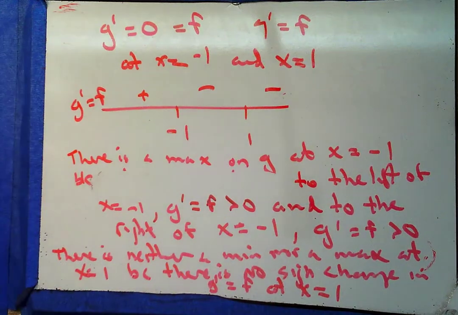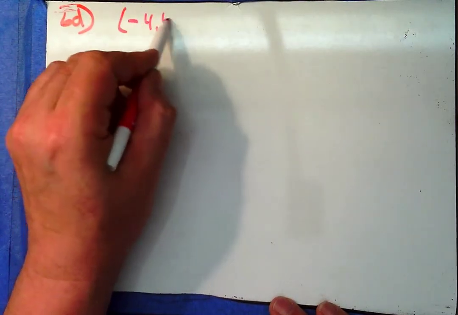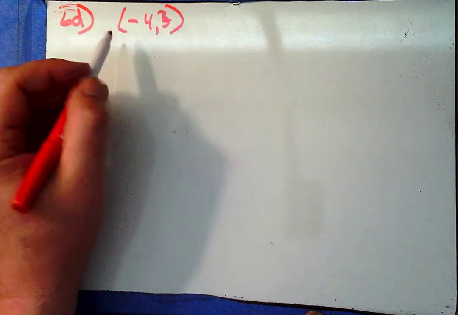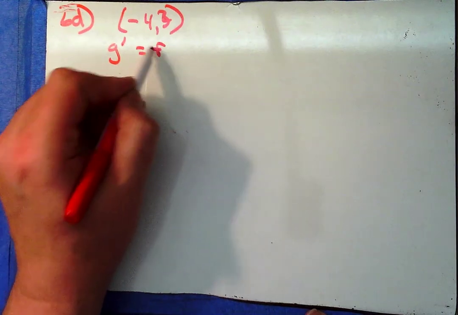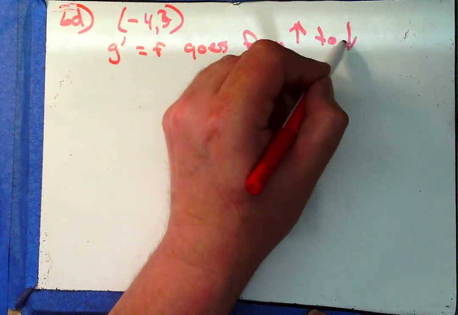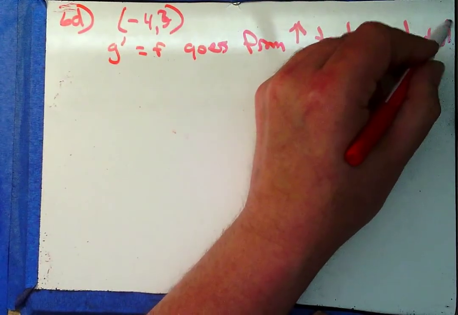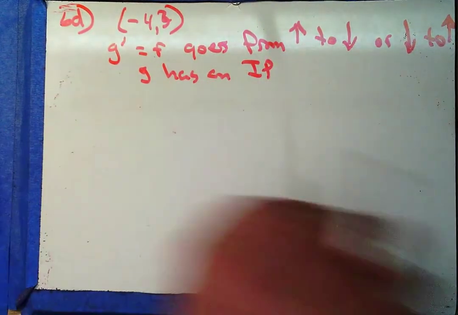Great, there's part C. Finally, part D for number 6. Part D says, on the open interval from -4 to 3, see, they don't want us to consider endpoints because you can't have an inflection point at an endpoint. G has a point of inflection. Explain your reasoning. Well, we've said a couple of times in this video that when g prime equals f goes from increasing to decreasing or decreasing to increasing, g has an inflection point. And where does that happen?